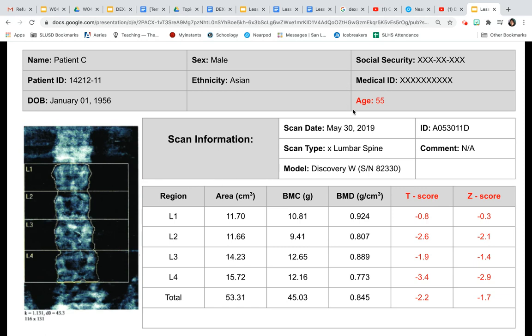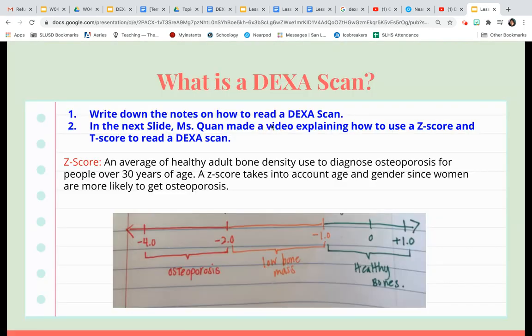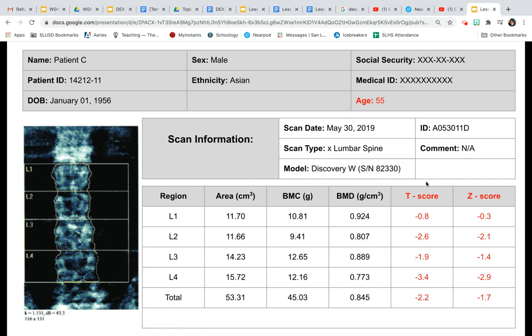So looking at this individual, their age is 55. So go ahead and pause this video and think, should we use the T-score or should we use the Z-score since they are 55 years old? Okay, so hopefully you said Z-score because Z-score is something that we read for individuals over the age of 30. Okay, so these are the two score readings.